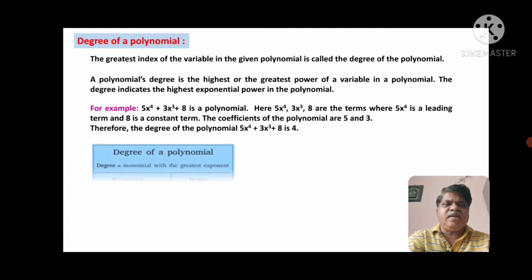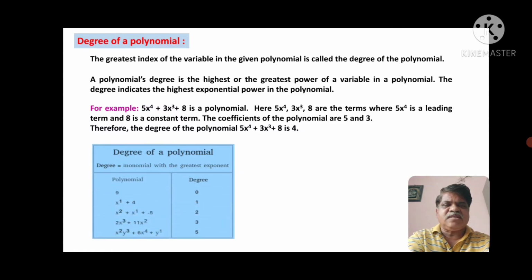Degree of a polynomial is the degree of the monomial with the greatest exponent. For example, 9 is a polynomial; if you consider it a monomial, the degree is 0. x plus 4, the degree is 1. x square plus x minus 5, the degree is 2. 2x cube plus 11x square, the degree is 3.